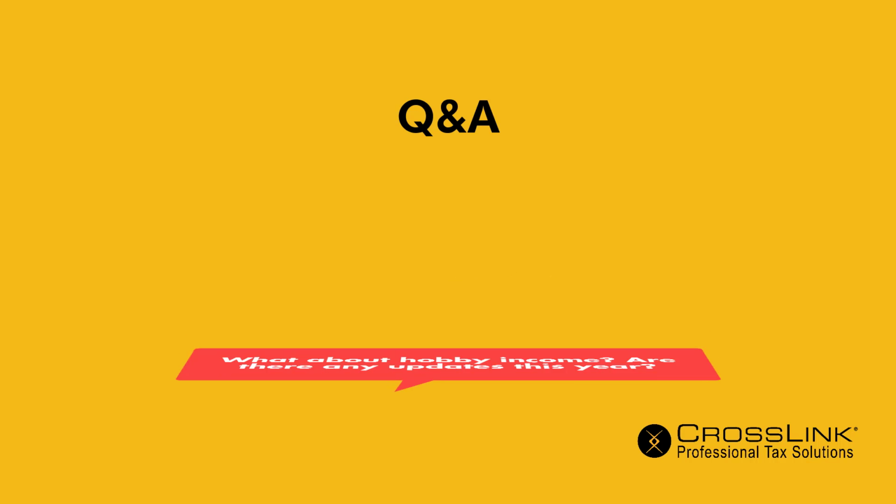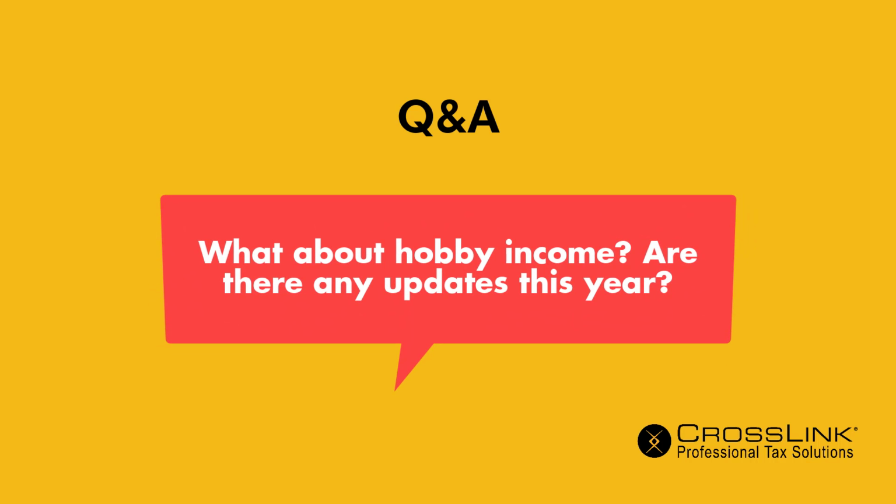Okay. And then one of the questions that's come up here, hobby income. Are there any updates this year for hobby income? Same rules apply that have always applied to hobby activities. So you have to go to the IRS website. The publication instructions explain when something qualifies as a hobby instead of a business, when you're reporting on the Schedule C or that type of thing. So no, the rules have not changed as far as I know.